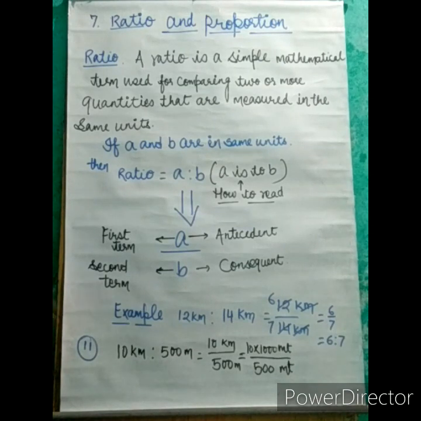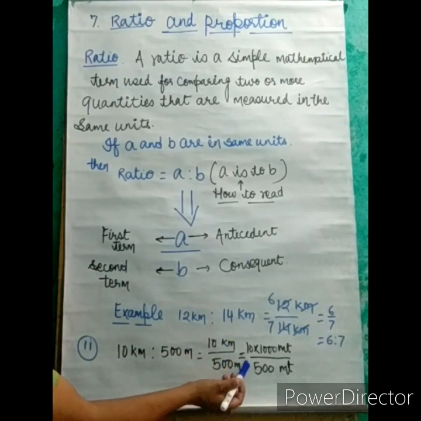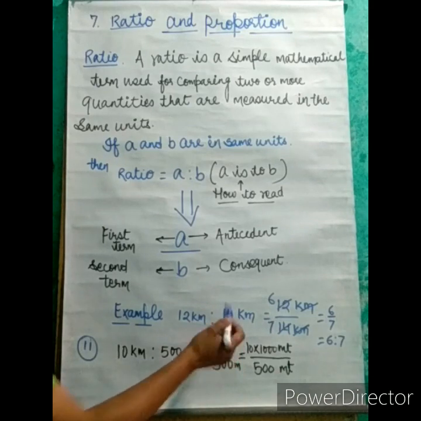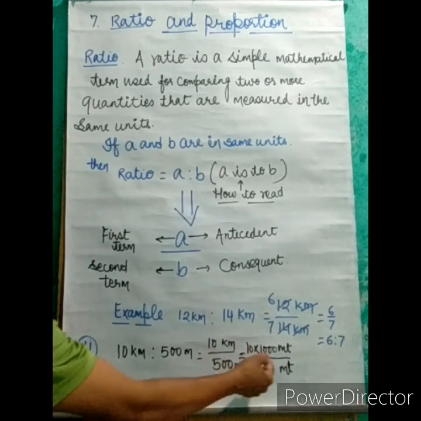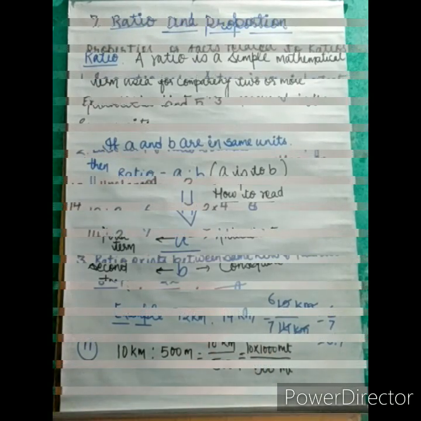Next you can see 10 kilometer ratio 500 meters. Both are units of distance, but both are not the same. So in that case we will write 10 kilometer over 500 meters. Then either you can convert the meter into kilometer, or the kilometer into meter, so that both units become the same. So here 10 multiplied by 1000, it becomes meter.